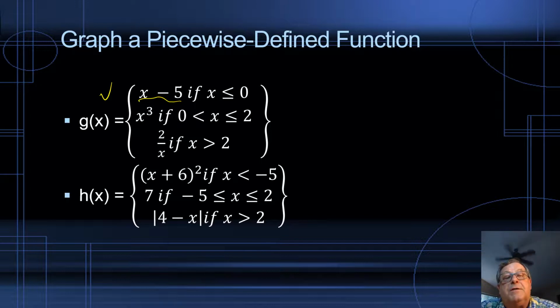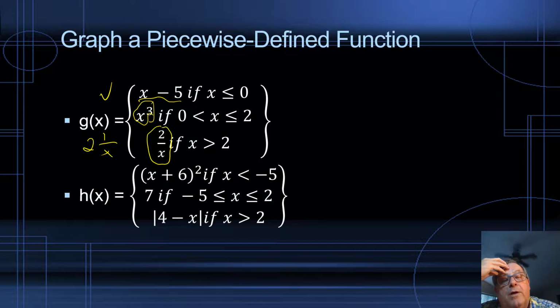Our second part of this piecewise function, x cubed, if x is greater than 0, but less than or equal to 2, well, our x cubed here is just a parent cubic function. All right, so that's interesting. And then the third piece here, we got 2 over x if x is greater than 2. And here we have a reciprocal function, and it's going to have a dilation. It's going to be expanded vertically because this is the same as 2 times 1 over x.